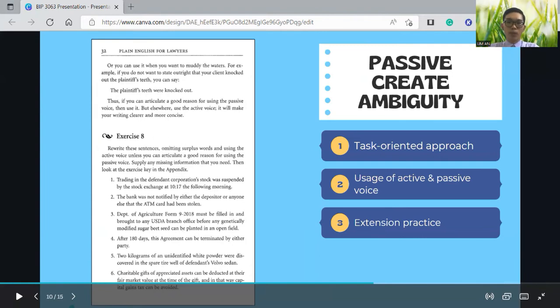In this chapter, the exercise provided is an extension of the previous practice in which learners are required to omit surplus words, if you can remember, before changing the sentences into active voice. This would help to consolidate the learners' impressions and assess their knowledge pertaining to the lesson taught.